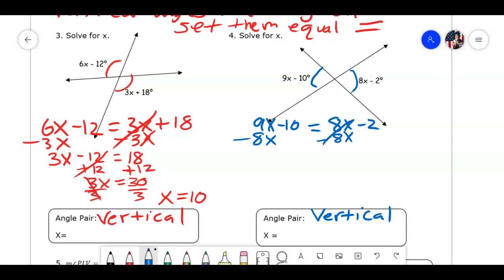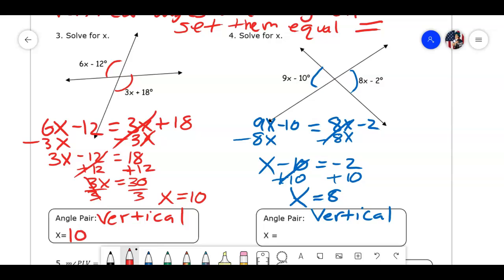Now, 9 minus 8 is 1. You can write 1x, but usually 1x is just x. Bring down minus 10, bring down negative 2. How do I get x by itself? How do I get rid of a minus 10 next to it? The opposite is to add 10. Very good. So negative 2 plus 10, or 10 minus 2, gives me what? 8. So you can fill it in the answer blanks too.